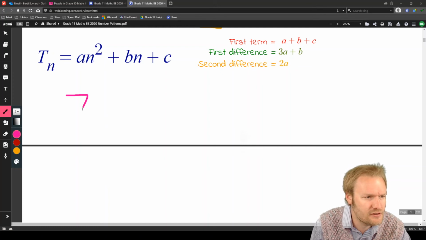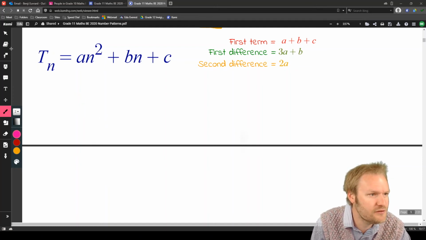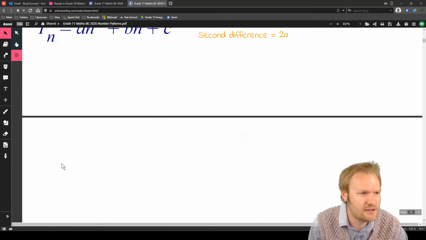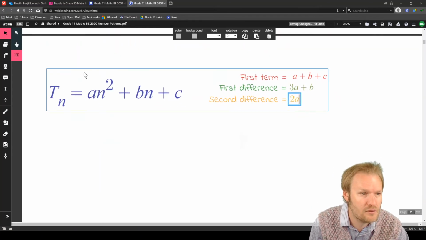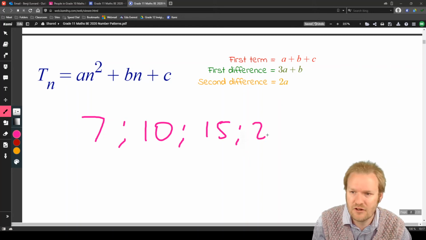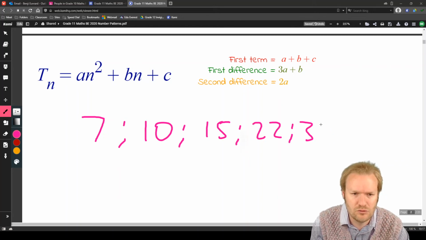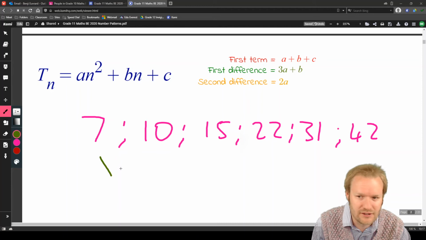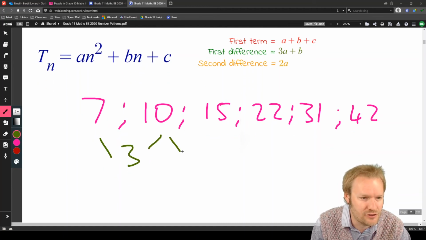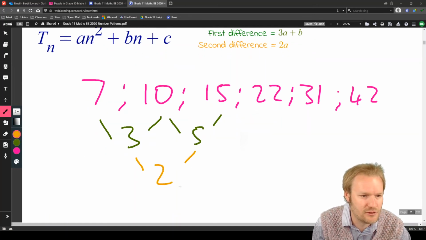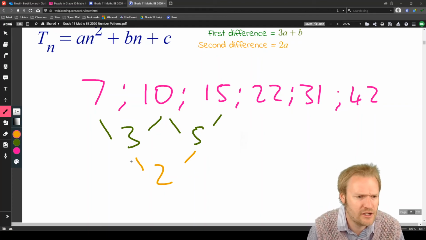So if we're given, let's do it over here. In fact, I'm going to move these so that we've got them. Copy, and let's have this here. Cool. So our example was 7, 10, 15, 22, 31, 42. And we worked out the first difference was 3. We need to do this first difference just for those, and then our second difference was 2.